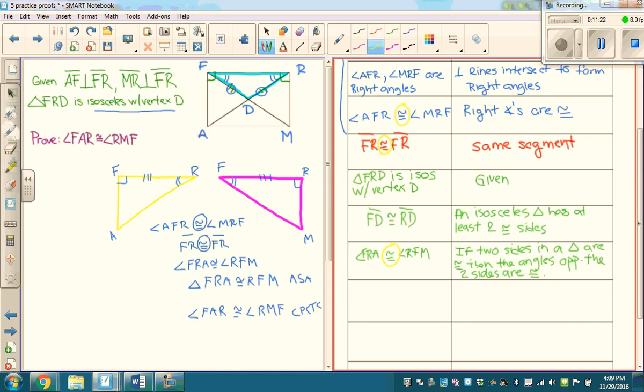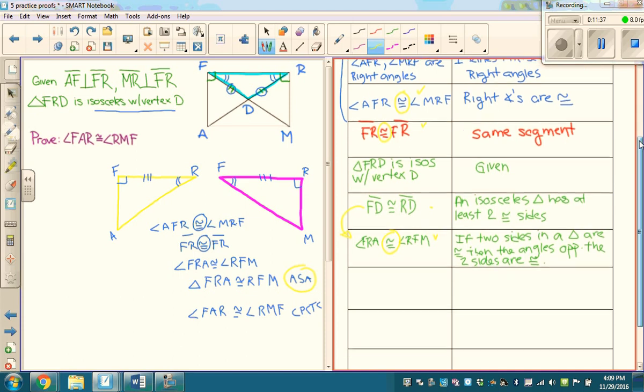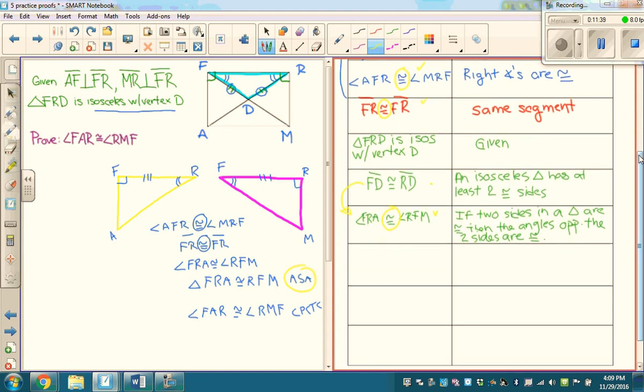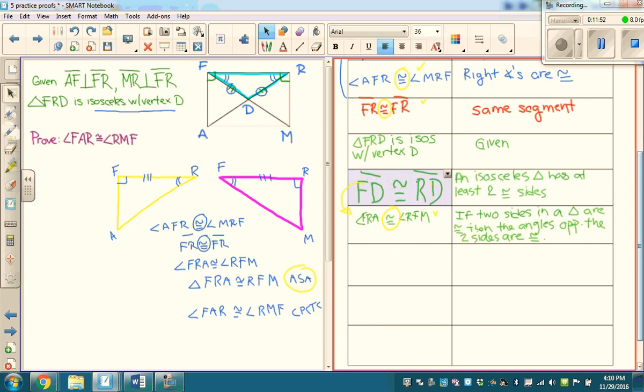So here's something that's important to notice. I need to have this statement, and this statement to use my angle side angle. There's also another congruent statement here, but that congruent statement just led me to the one I'm using. So you have to have at least three things congruent to come up with congruent triangles. I just happen to have four because I needed this one here to get to the one here.